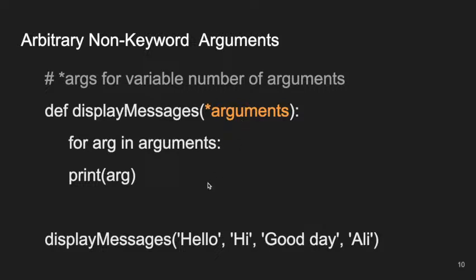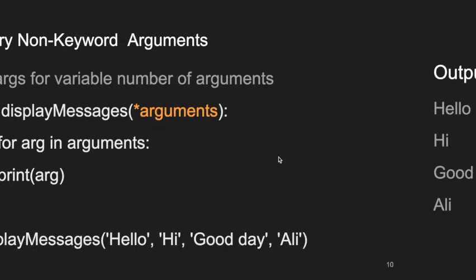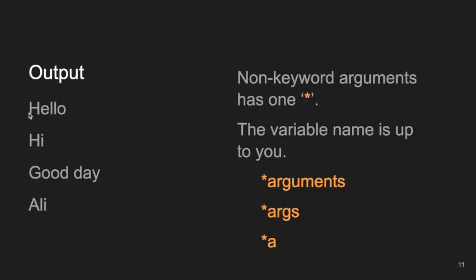All right. So you see here where we call the function display messages, and then we pass 4 different strings. These 4 different strings will be the same thing as these arguments. So when you see the star, just one star and then a variable name, that means that you're passing multiple arguments to that function, and then you do what you want to do with it. In this case here, we do a loop through the arguments, and then we are printing each of the arguments. So the output of this program will be hello, hi, good day, Ali, in that order.